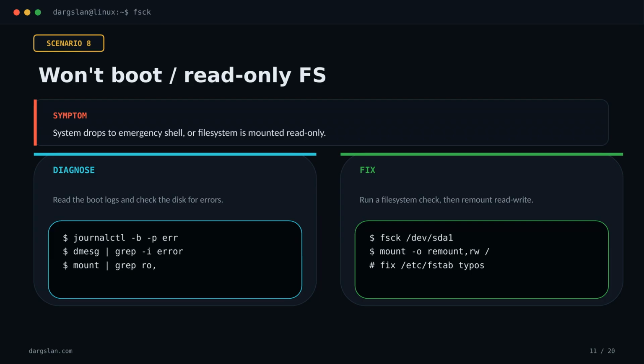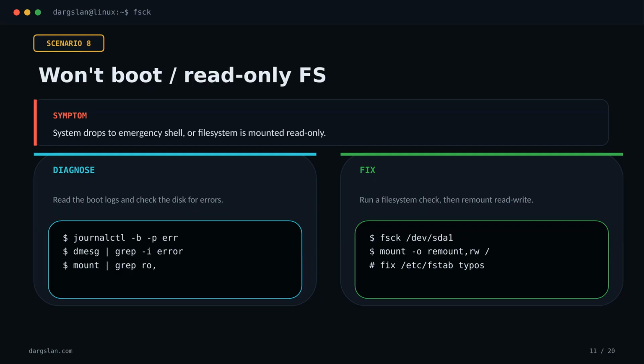Once you've spotted the bad disk, run fsck on it, unmounted ideally. Then remount with mount -o remount,rw to bring it back online. And while you're there, check /etc/fstab for typos, because a bad entry there will drop you straight back into the emergency shell on the next reboot.